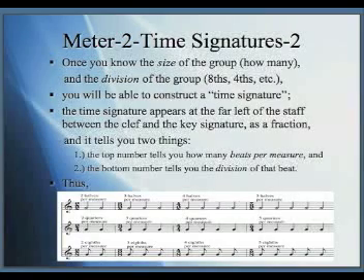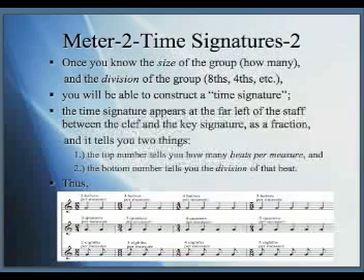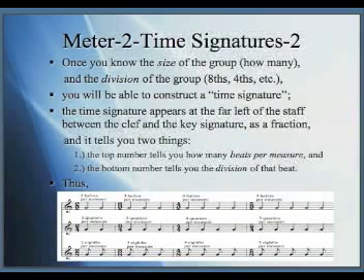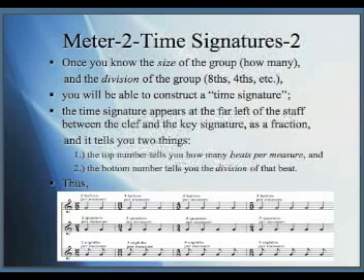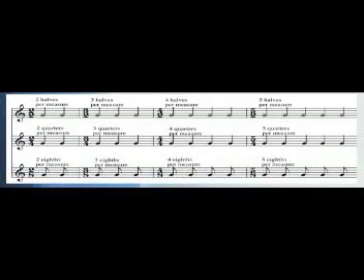The time signature appears at the far left of the staff between the clef and the key signature. It's a fraction, and it tells you two things. The top number tells how many beats per measure, how many beats in that stress pattern, and the bottom number tells you what division that beat is. Now let's take a closer look at these time signatures.